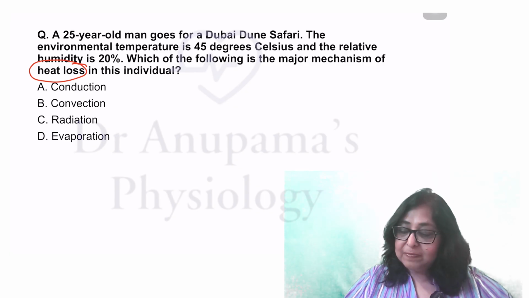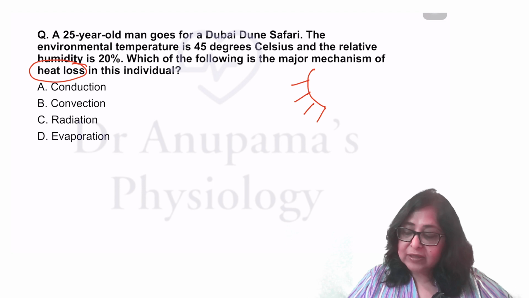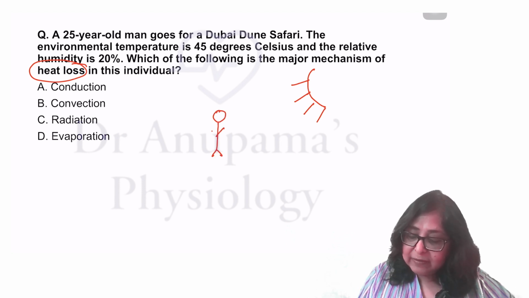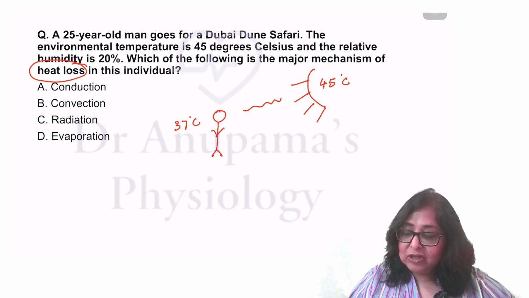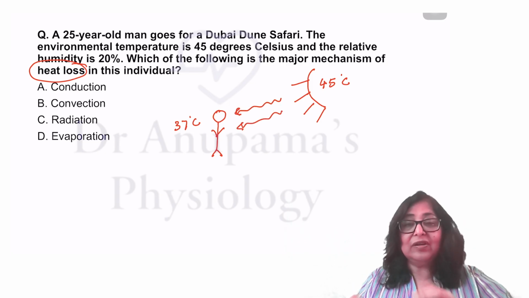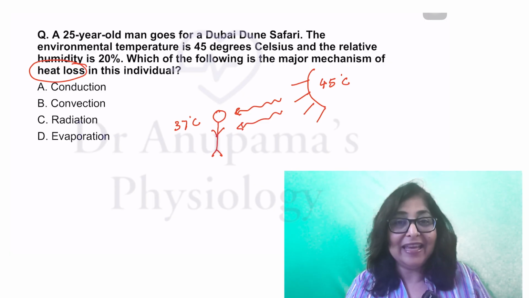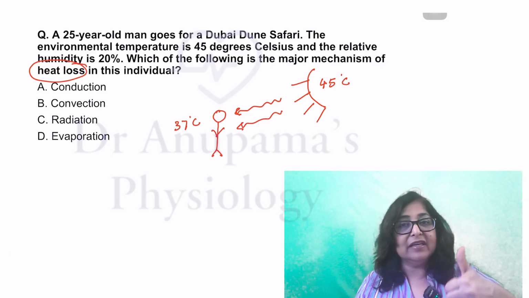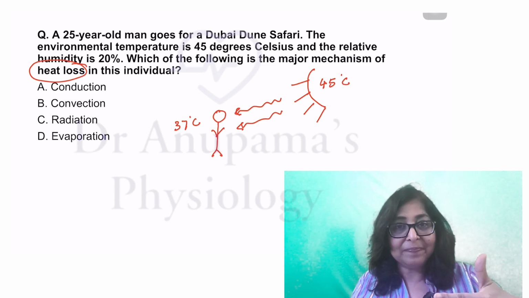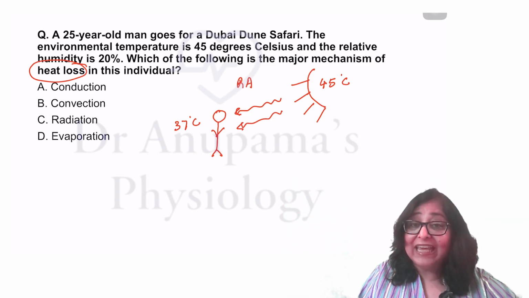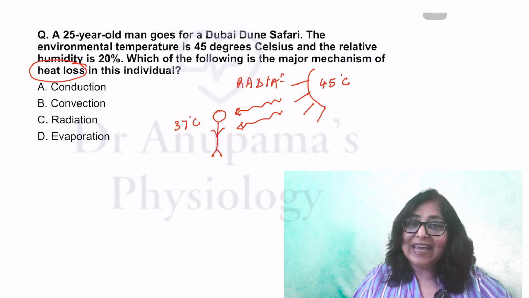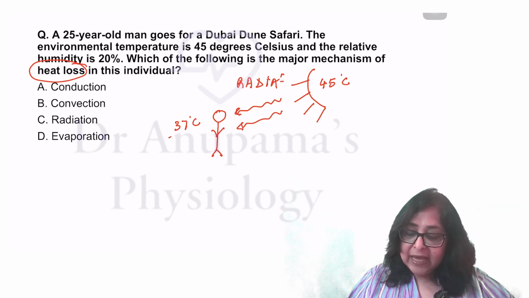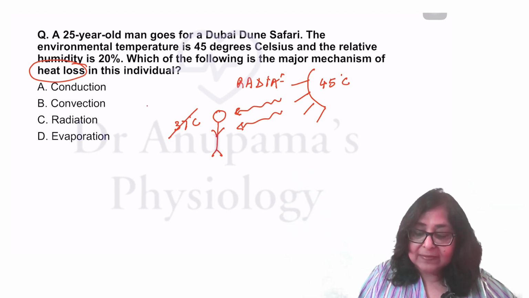Now, what happens when you're exposed to very high temperatures? Our core body temperature is at 37 degrees Celsius. Now, the outside temperature is 45 degrees Celsius. So, heat moves from warmer to colder. So, there is going to be a tendency to gain heat. And the mechanisms of heat gain are conduction, convection, and radiation. But the major mechanism of heat gain is radiation. So once this individual gains heat mainly by radiation, his core body temperature begins to increase.